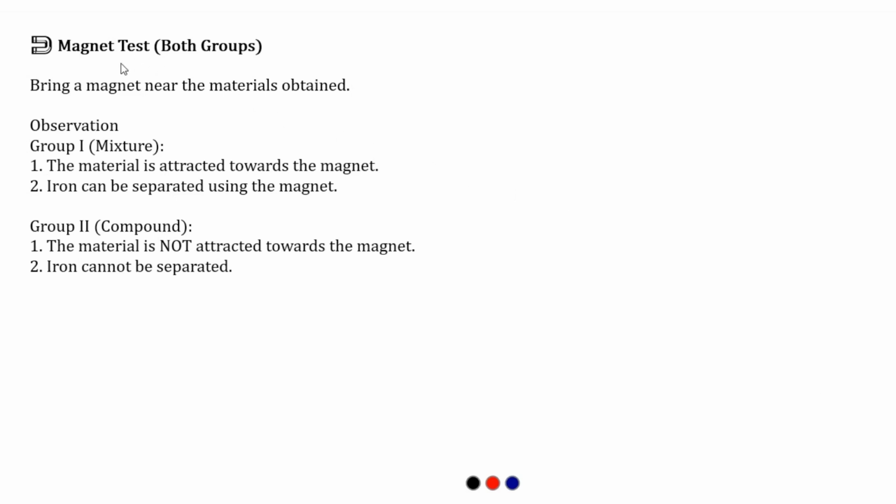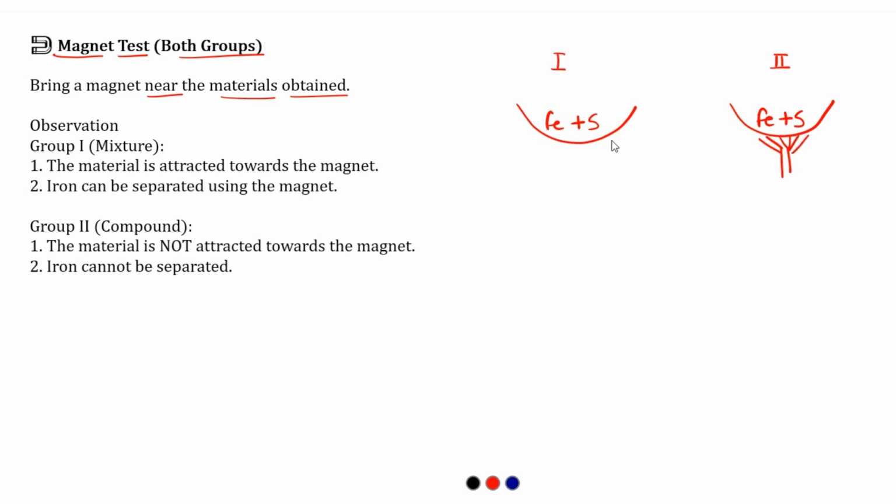Now what we are going to do is perform a magnet test for both the groups. Bring a magnet near the materials obtained. So we have seen group 1 and group 2. In group 1, we have taken iron filings plus sulfur powder, just mixed, and in group 2, iron filings and sulfur powder, but we have heated it till it reacts. Now we are going to bring a magnet near both the materials. Now see what happens. Observation.